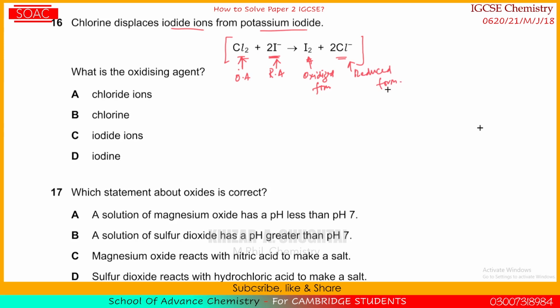So the basic thing is which one is the oxidizing agent. You will have to choose it from the left hand side. And pure halogens, all halogens, are oxidizing agents. So chlorine, Cl2, B is the correct option.